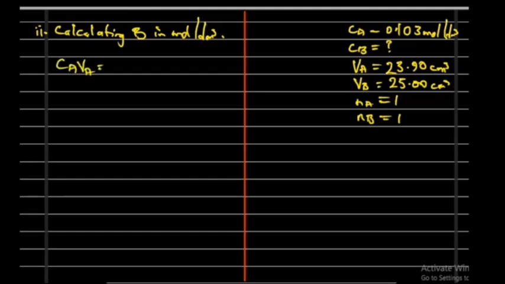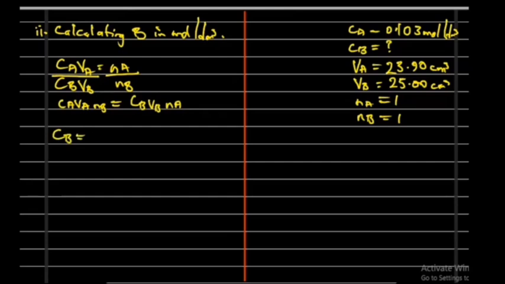CAVA over CBVB equals NA over NB. Let us use this formula. From here, we can have a straight line equation that will be CAVANB equals CBVBNA. And from here, what we're looking for is CB. So let's make CB the subject of the formula.